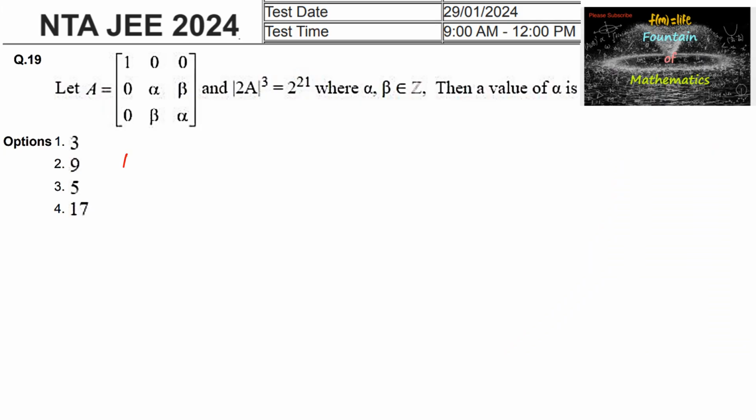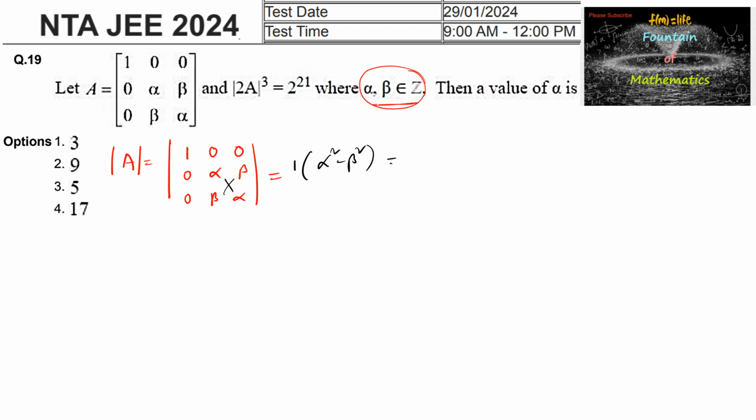Let A be the matrix 1 0 0, 0 alpha beta, 0 beta alpha, and determinant of 2A whole cube is equal to 2 power 21, where alpha and beta are integers. Then the value of alpha is. So here determinant of A, we can write 1 0 0, 0 alpha beta, 0 beta alpha, which is equal to 1 times alpha square minus beta square. That is, alpha square minus beta square is the determinant of A, and it's given that determinant of 2A whole cube is equal to 2 to the power 21.